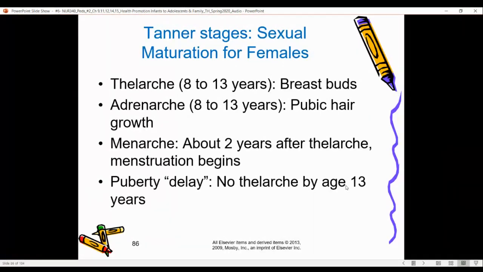So about 2 years after that first phase of development, they get their period. Puberty delay for females is considered that first phase. By 13, they still have not had that first phase of development. Or they hit the first phase of development, they had some breast bud development, but 4 years later, they still have not had a period. That's also considered delayed puberty.